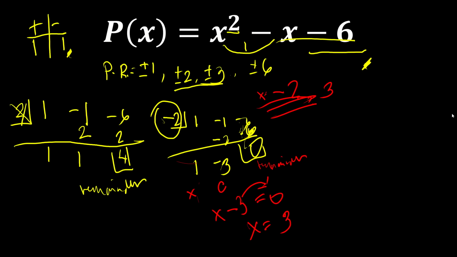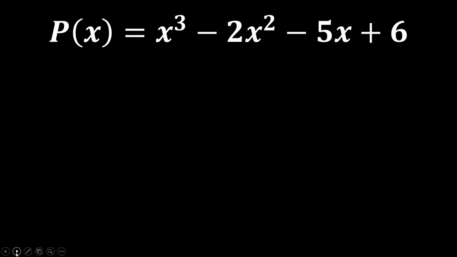Okay, yan po yung process na gagawin natin ng paulit-ulit, yung synthetic division po. Okay po? So let's try kung ganito. So we have p of x is equal to x cubed minus 2x squared minus 5x plus 6. Now, since ito ay cubic function, ang highest exponent ay 3, so that means there will be 3 values of x that will make the function be equal to 0.